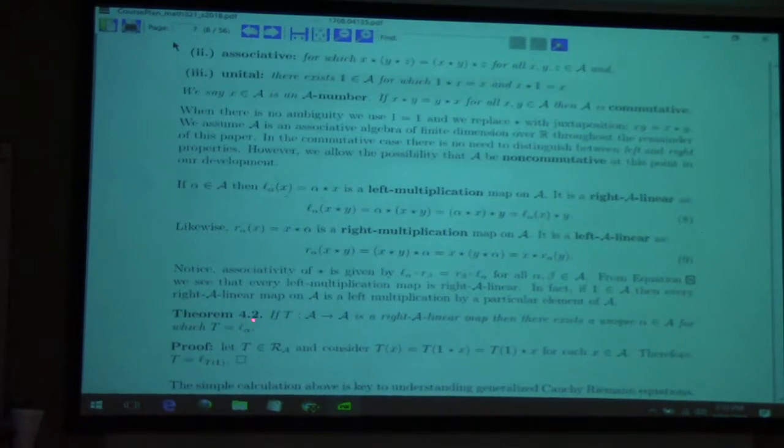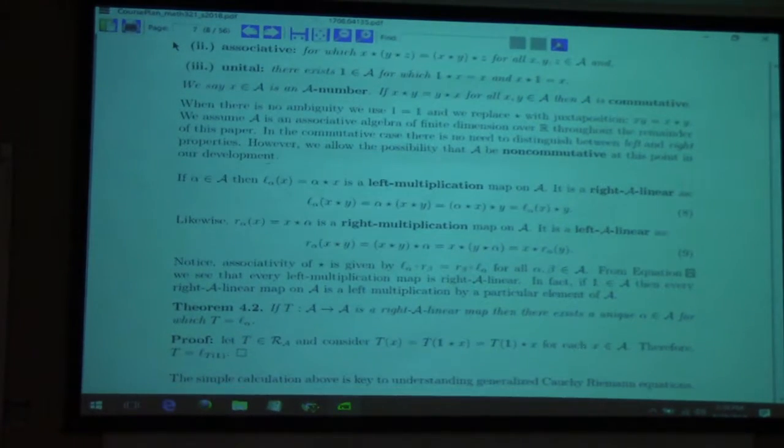We observed that every right A-linear map could be written as a left multiplication by an algebra element. And so there's an isomorphism between the left multiplications of the algebra and the algebra itself. And the isomorphism we wrote down explicitly last time, and I proved that it changes the multiplication of the algebra to composition of the endomorphisms over the algebra.